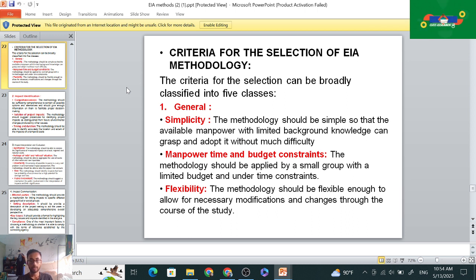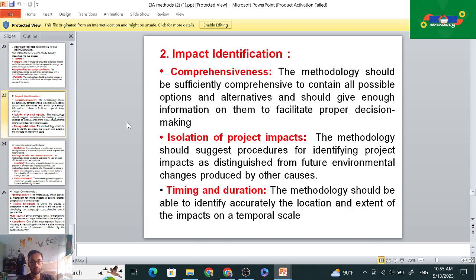Manpower, time and budget constraint: the methodology should be applied by a small group with a limited budget and under time constraint. Flexibility: the methodology should be flexible enough to allow for necessary modifications and changes through the course of the study.